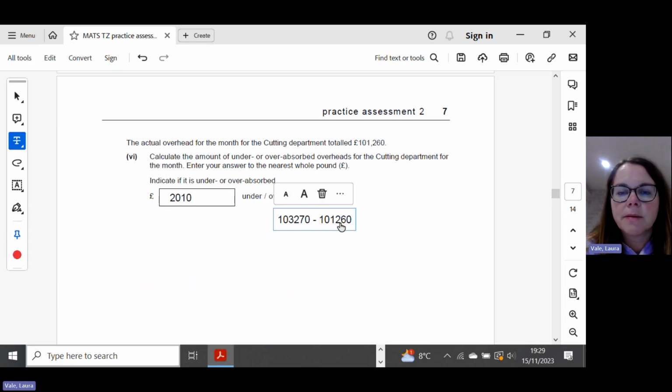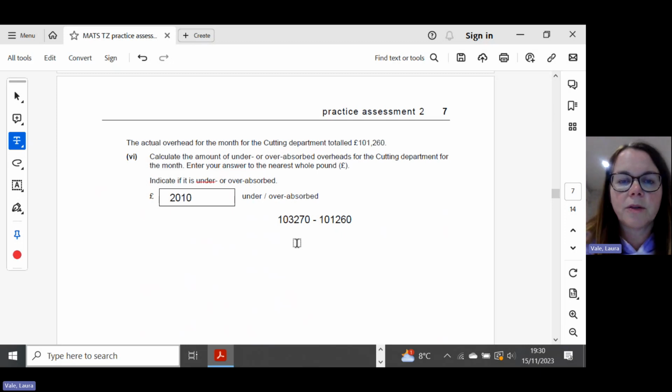Let me do this. Oh, I didn't want to do that. Sorry, hang on a minute. I wanted to do under or over, so I want to cross out the under. Yeah, there we go. So we have over absorbed. Oh, sorry, I was supposed to do it here. There you go. We have over absorbed by 2,010.